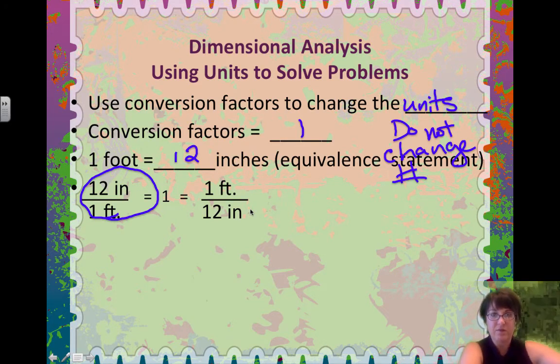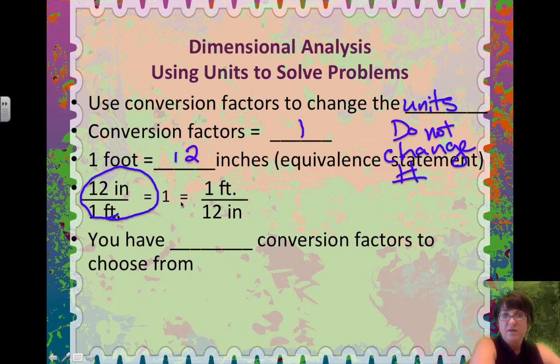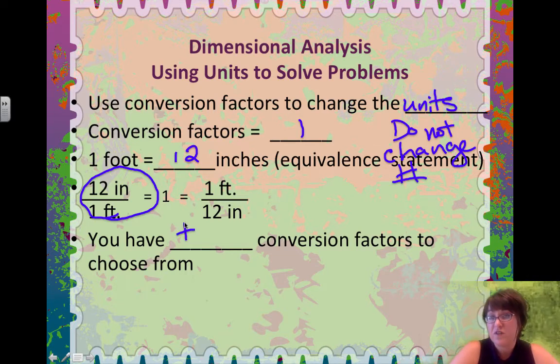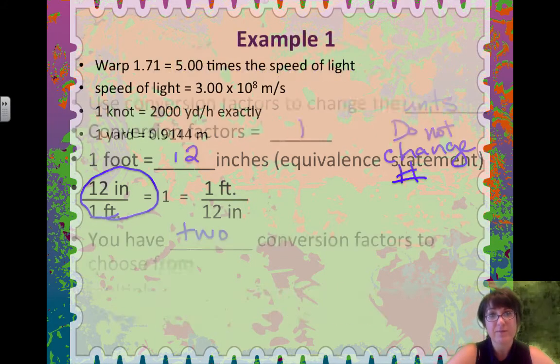No matter how I write it, with inches on the top or inches on the bottom, it's still equal to only 1. So now I can multiply my number by that conversion factor and still not change the number. In fact, I have 2 conversion factors to choose from because I can write it upside down or right side up. So we're going to use whichever one gives us the correct unit in our answer. So we'll look to cross-cancel our units, and we're going to multiply by the one that gets us to what we want. Let me show you what I mean.